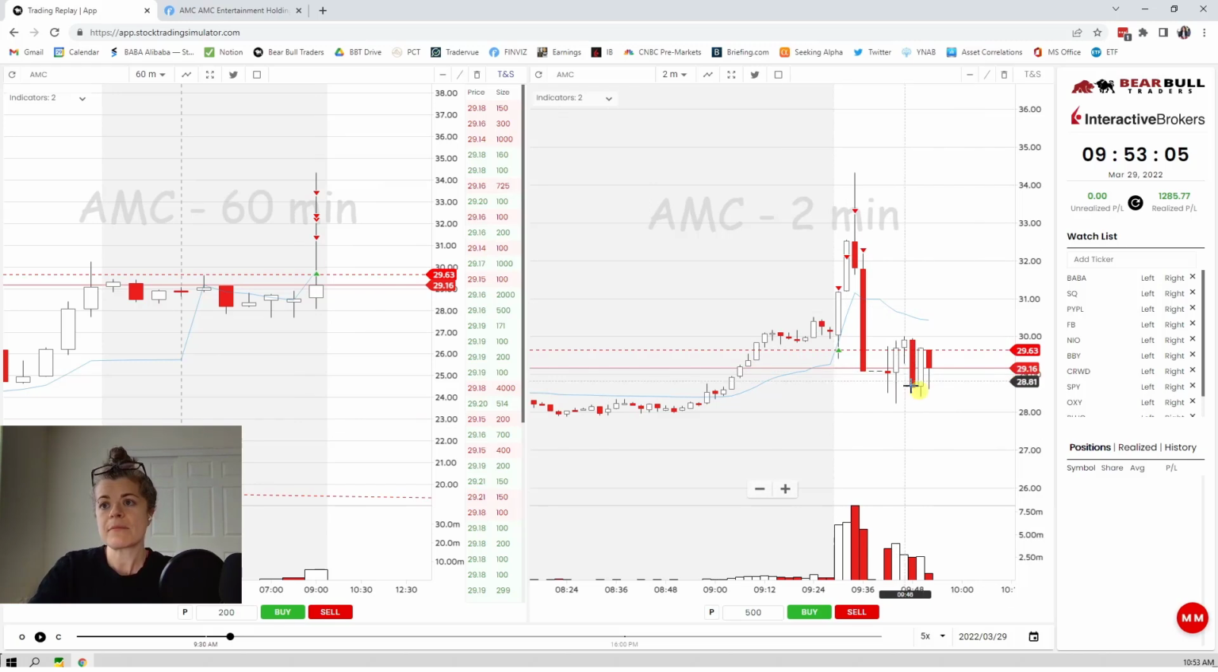But now you can see we are setting up again around this level. So I'm like, I made quite a bit. I could risk a little bit of money and just see what happens. I could take a trade. If I lose, I lose. If I win, then cool, I get some more money.